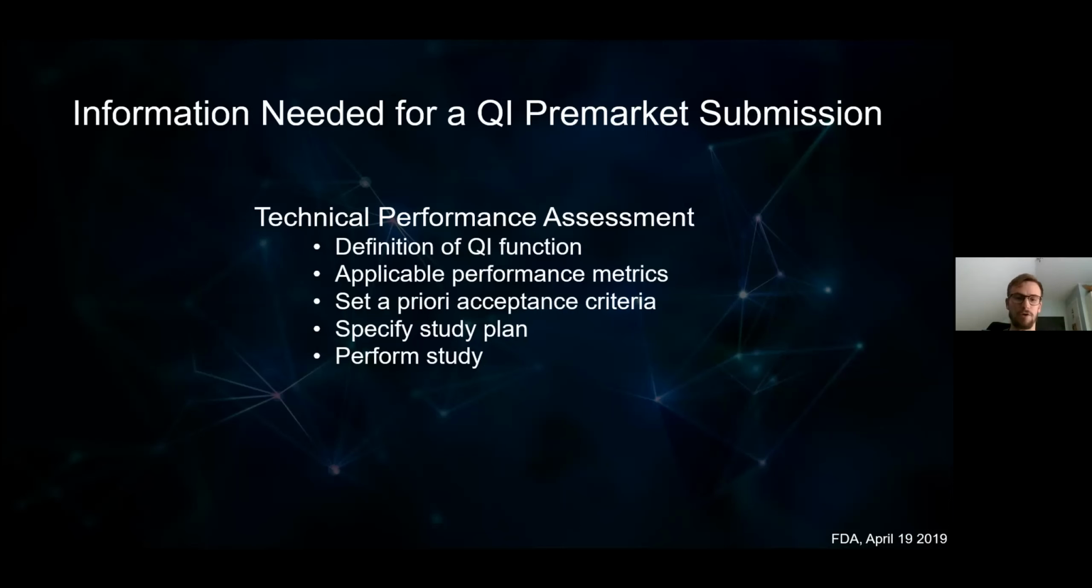You then set the a priori acceptance criteria regarding these performance metrics and set restrictions or limitations on usage, as well as specify the elements of your study plan that will support your claims, like the statistical design and the data requirements and the analysis plan. Then finally, you perform the study and you compare the results with your predefined acceptance criteria.